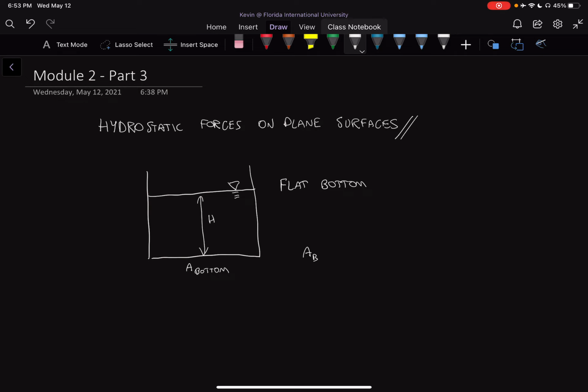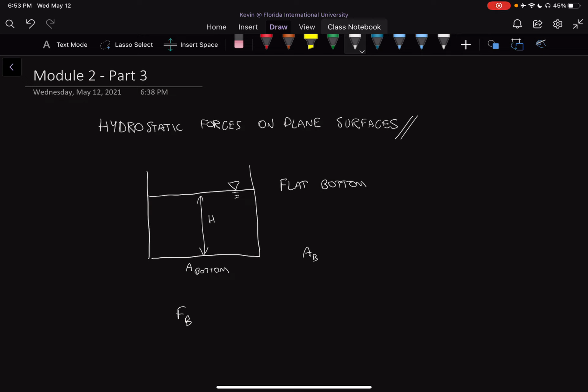Now, can anybody figure out what the forces would be on the bottom of the container? What would the force on the bottom of the container be equal to? Try to think for a minute and figure out what the force at the bottom is in terms of area and height, and how you can figure out the hydrostatic force.